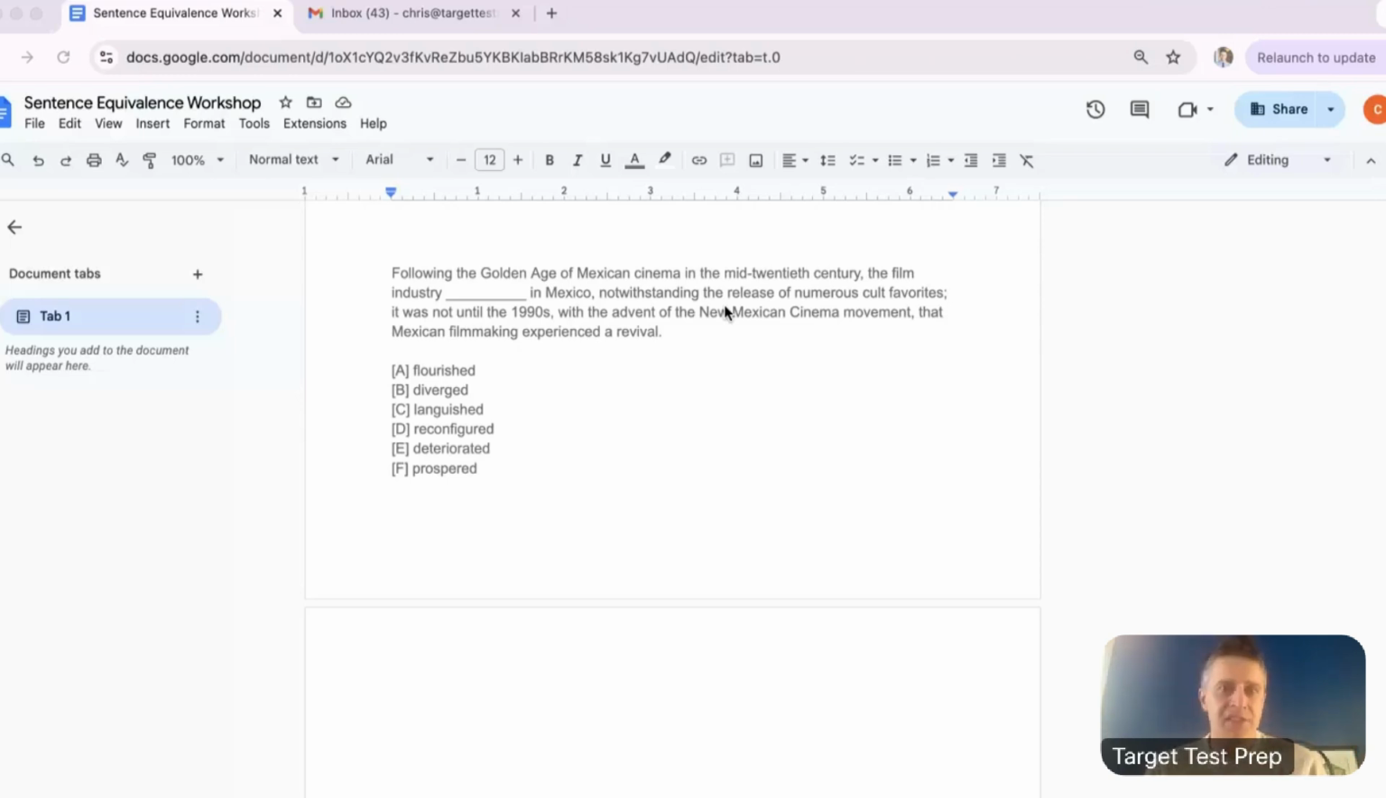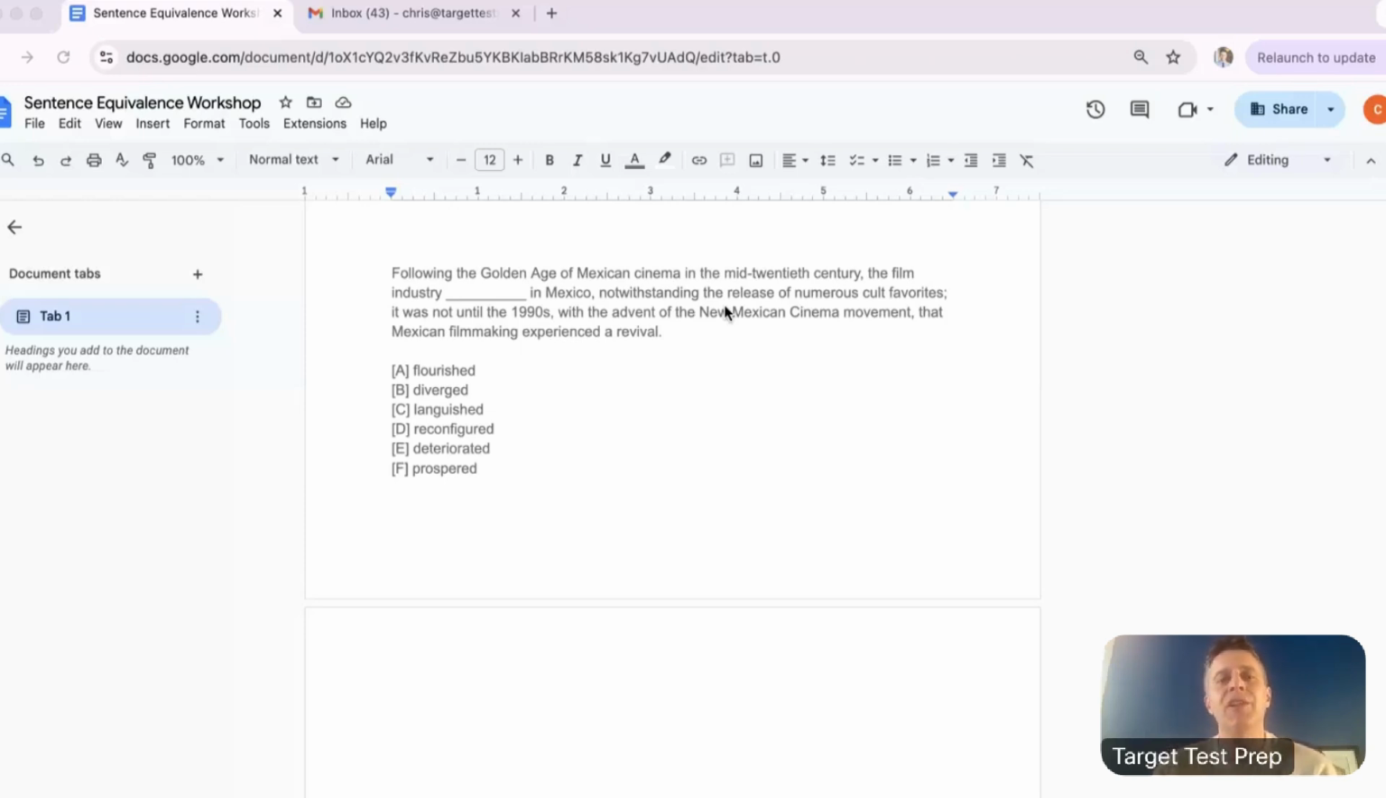Following the golden age of Mexican cinema in the mid 20th century, the film industry in Mexico... So I'm reading and I saw golden age, so following it. Okay, so following a golden age, maybe there's going to be some kind of time shift here, but we don't know. We haven't really seen what follows. It says, notwithstanding the release of numerous cult favorites. Notwithstanding, that word, it's one of those transition words. It's very academic sounding, and it's sometimes hard to remember what it is. So at that point, do you rack your brain trying to remember it? No, you read on because there's a lot going on in the second part of the sentence, and that's probably going to tell us what the blank is.